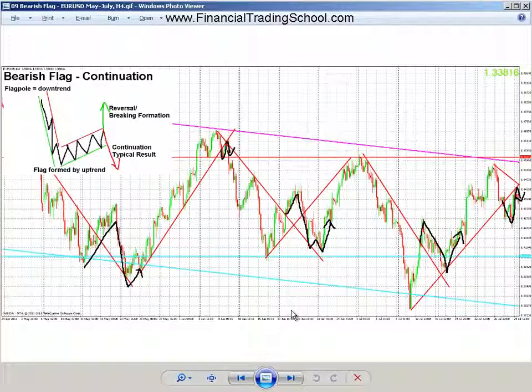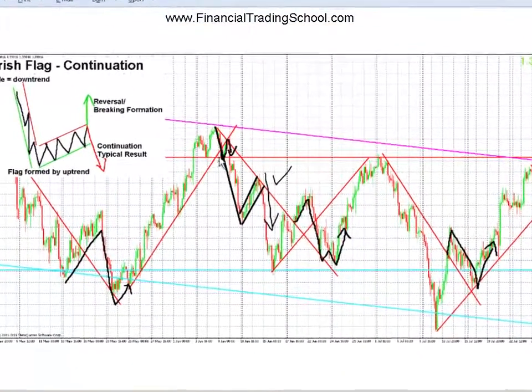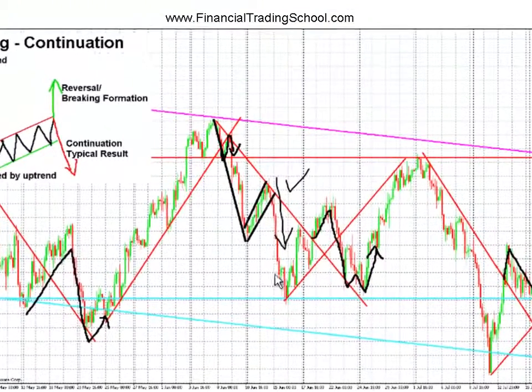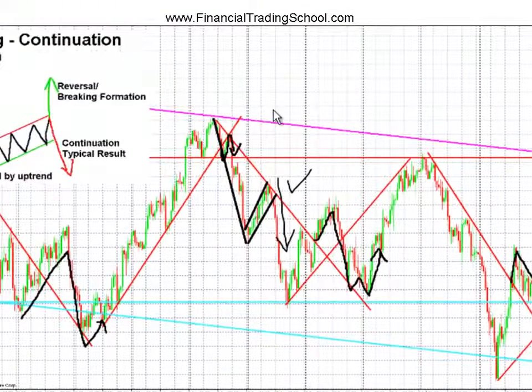1, 2, 3, 4, 5. There it is right there. You got a flagpole, you have your flag, and then it breaks down. It's basically the only unmarked area.